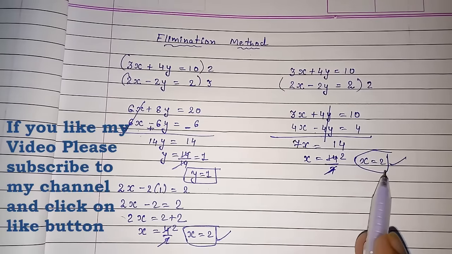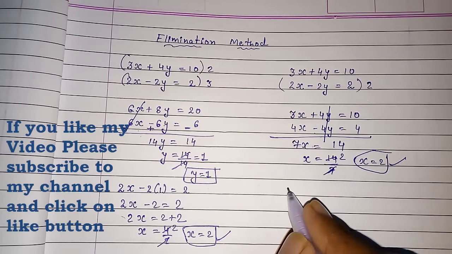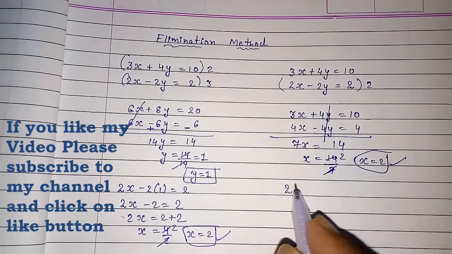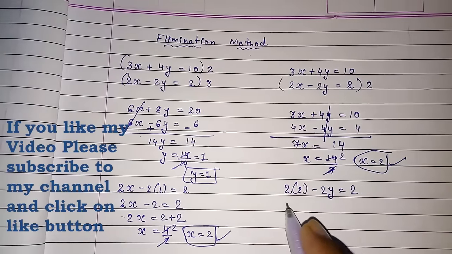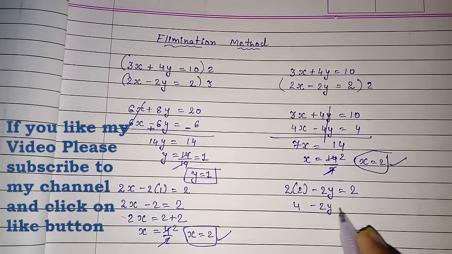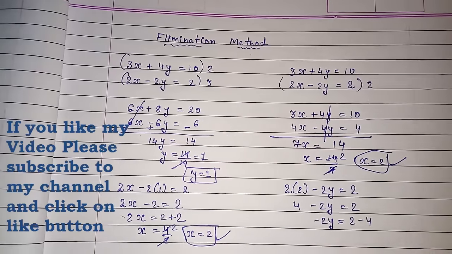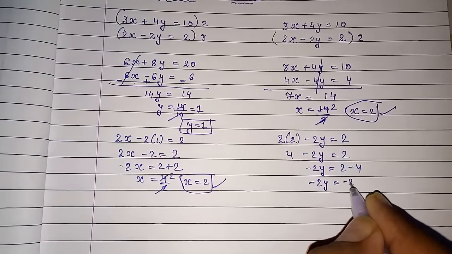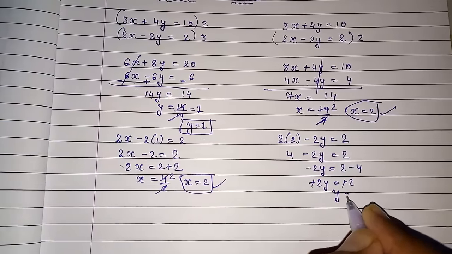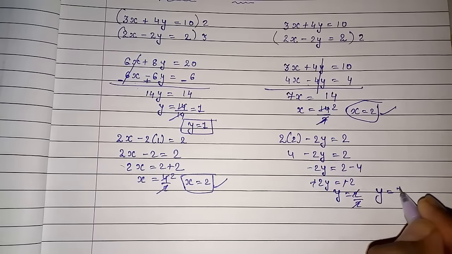Now again you can put this 2 in any of the equations. I am going to put it here. 2 into 2 minus 2y gives you 2. So 4 minus 2y equals 2. So here minus 2y and here 2 minus 4. So you will get minus 2y is equal to minus 2. Minus minus cancel. y is equal to 2 by 2 cancel. So you will get y is equal to 1.